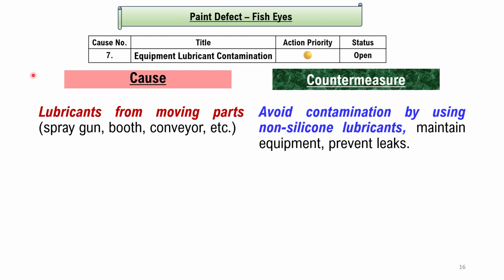The seventh probable cause could be equipment lubricant contamination. The lubricants used on equipment can also cause this problem, that is, lubricants from moving parts, such as the spray gun, booth conveyor, etc. Avoid contamination by using non-silicone lubricants. Maintain equipment, prevent leaks.